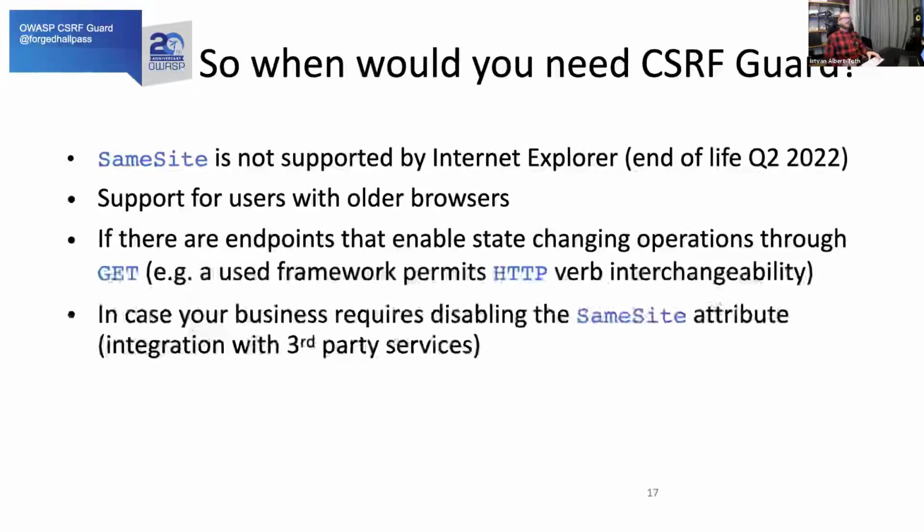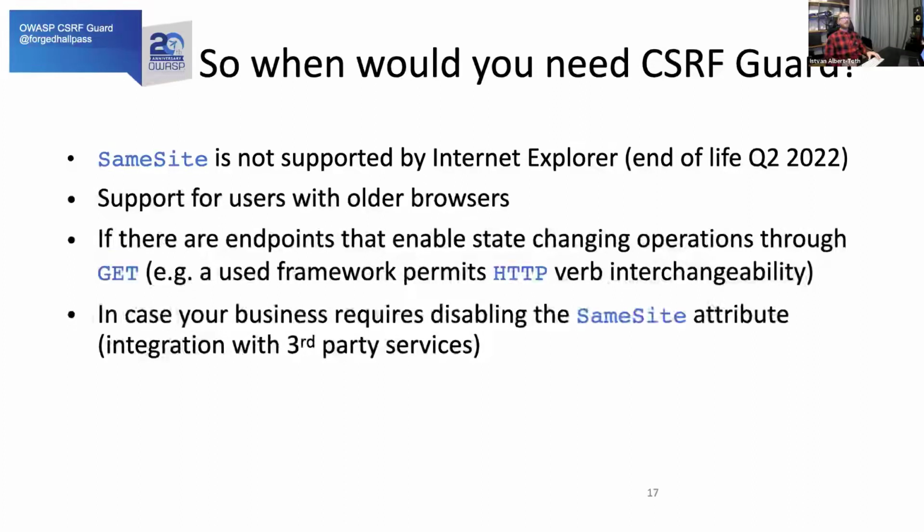So when would you need CSRFGuard then? Well, there are a couple of use cases. One would be when you need to support users with older browsers, for example, Internet Explorer, which still has like 1 year to live. Basically, same site is not supported at all in Internet Explorer. Or if you have endpoints that enable state changing operations through GET methods, or you are using a framework, maybe even in legacy code.